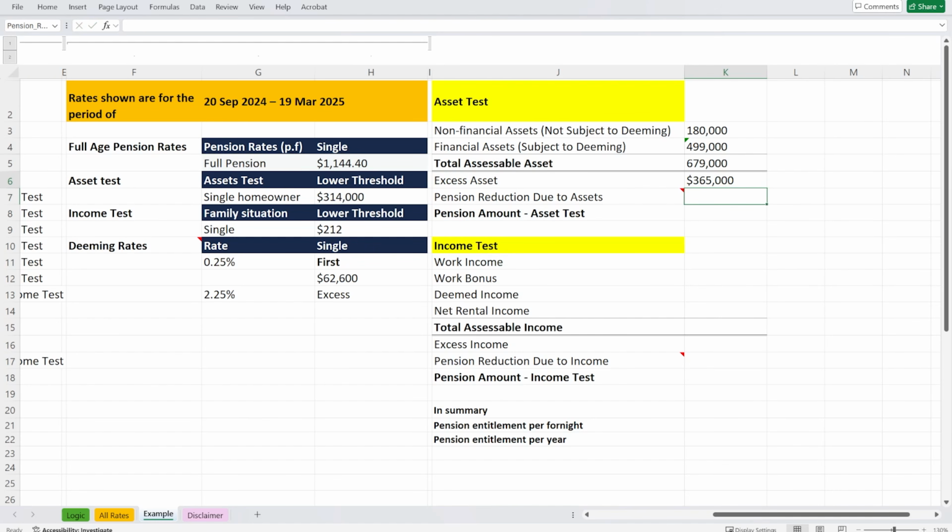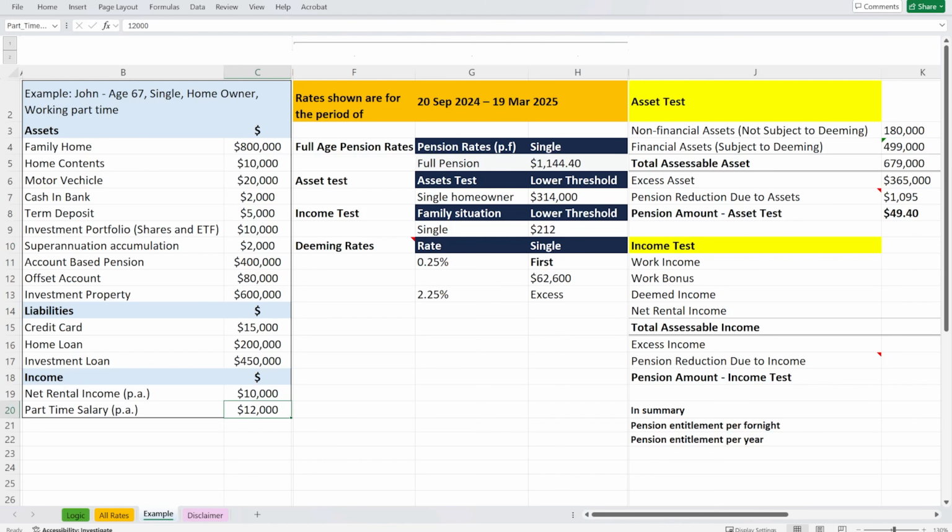For every $1,000 of excess assets, John's pension is reduced by $3 per fortnight. This results in a reduction of $1,095 from the fortnightly full age pension amount. The pension amount he is entitled to based on the asset test is the full pension amount minus this reduction, which comes to $49.40 per fortnight. Next, income test.